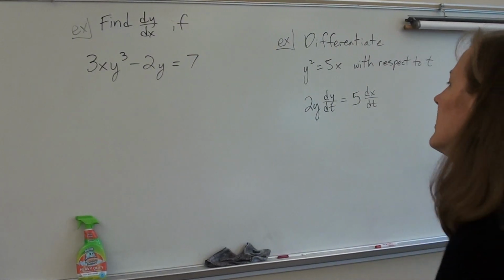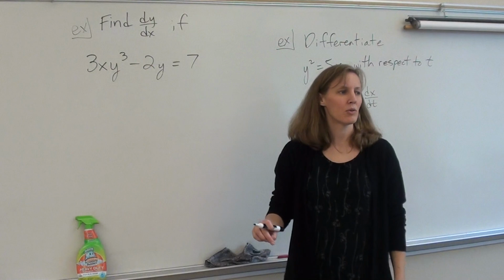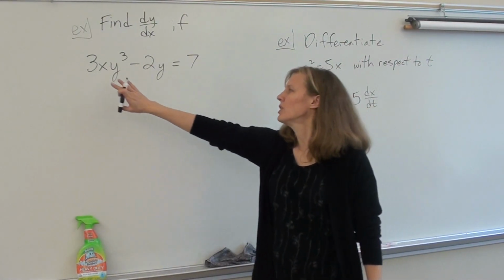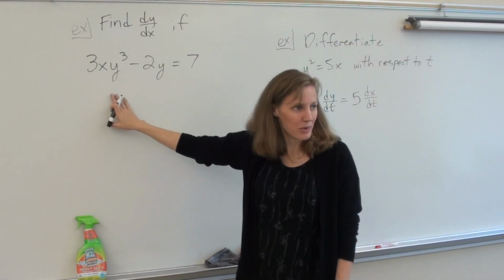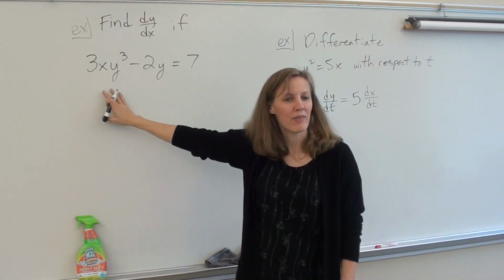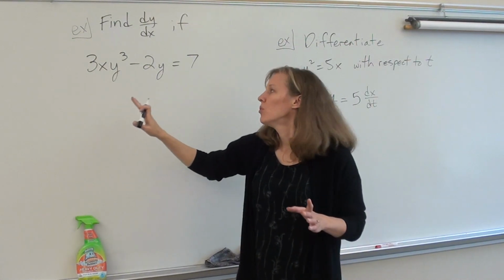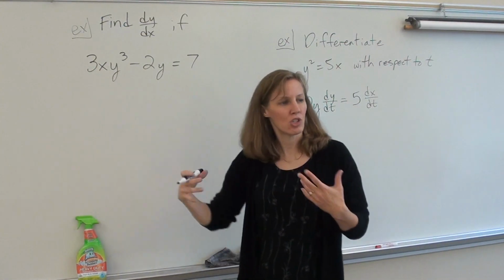Okay, that's good. Find dy/dx if 3xy cubed minus 2y equals 7. This first term has a variable times a variable. What rule do we have to use for this? Product rule. Now, when I have a coefficient and a variable and another variable, there's two ways you can do it.